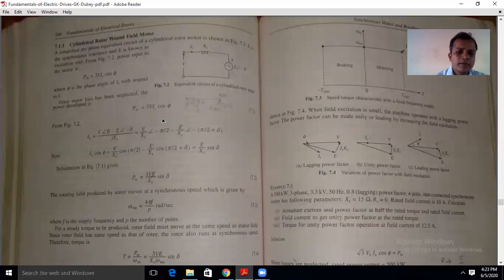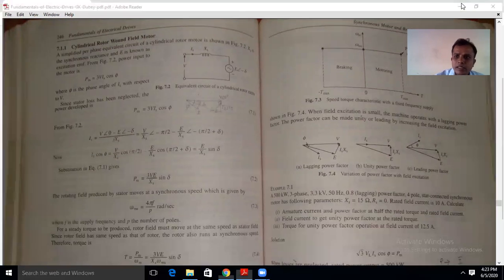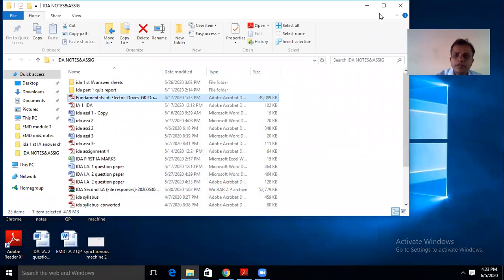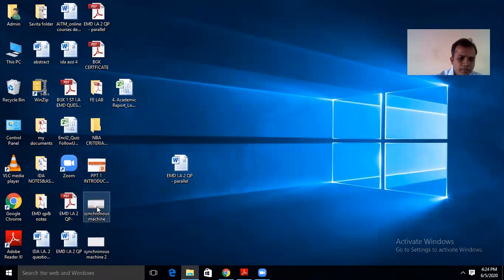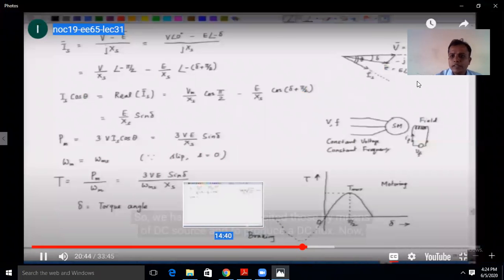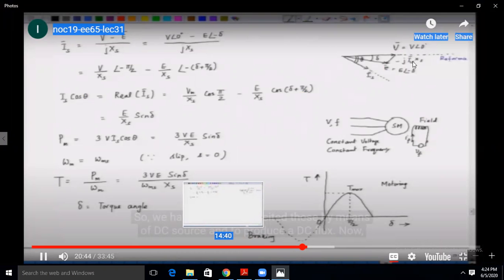Now we will see the expression for Is. We need Is cos phi, so first we need to write the Is equation. To get that Is, we need to draw this phasor diagram. Yes, this is the phasor diagram.